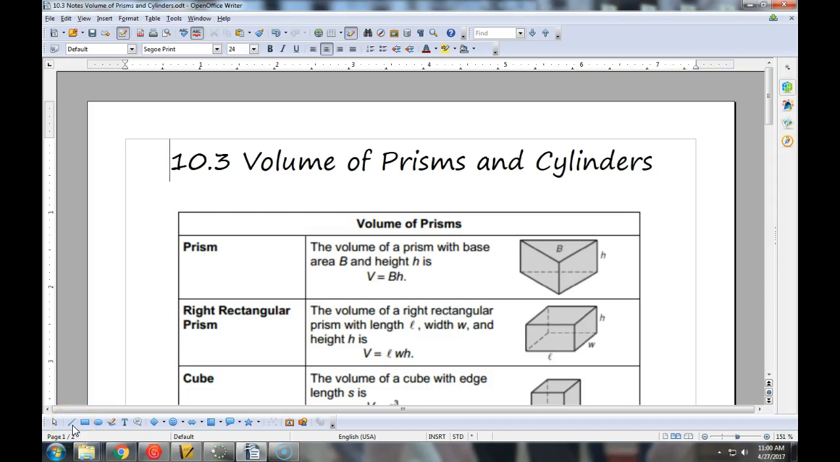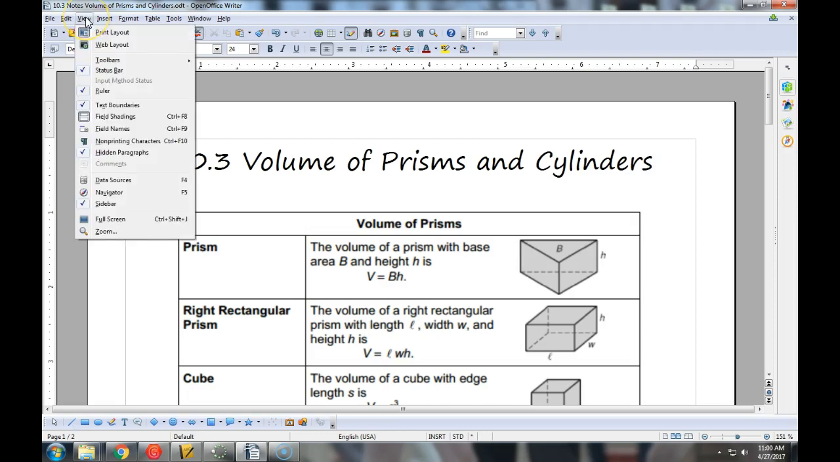Alright, 10.3 video notes, volume of prisms and cylinders. On 10.1 and 10.2 we were basically trying to figure out the surface area, how much material it took to build these three-dimensional solids. Now we're concerned about how much stuff we can put inside there, how much it can hold, whether it be a liquid or a solid, so a lot of packaging implications for engineering. And the formulas today aren't too bad, so let's jump right into this.